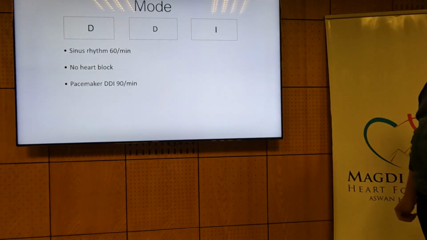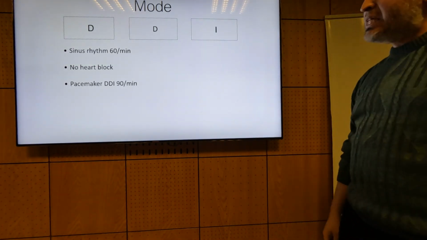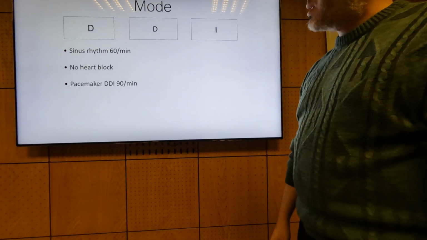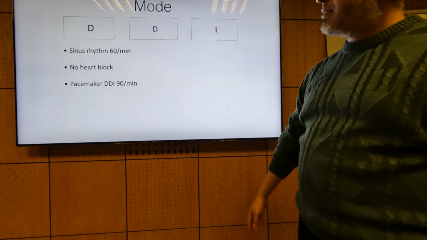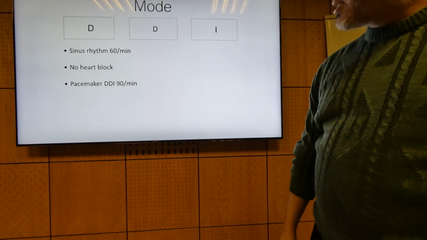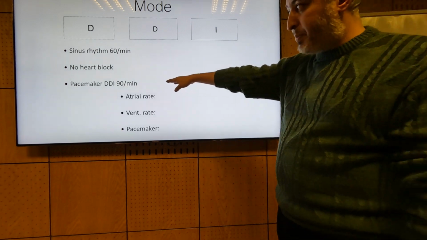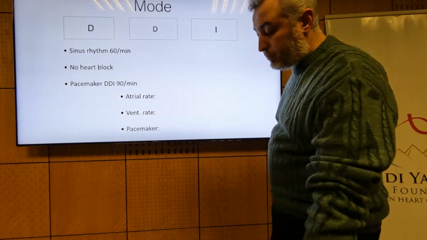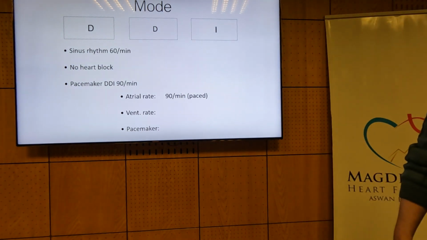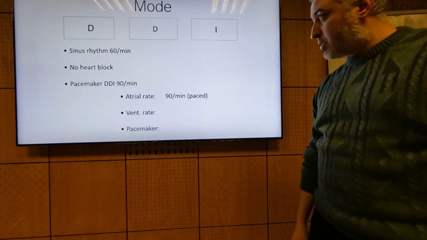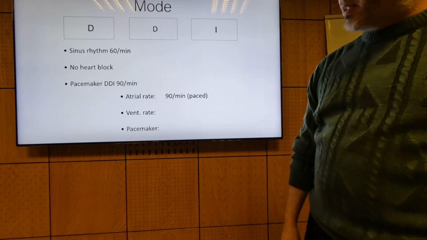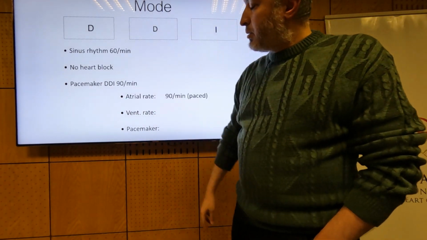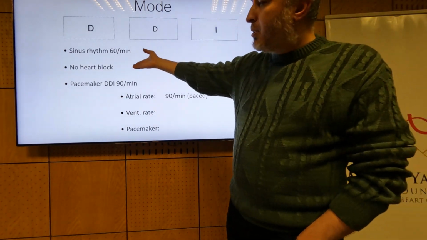Sinus 60, no heart block, DDI 90. What's the sinus? What's the atrial rate? 90. Which is paced, because we're pacing dual. What's the ventricular rate? 90, which is paced again, because. But there's no heart block.